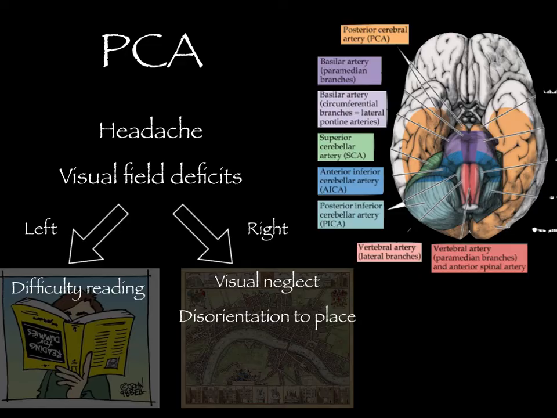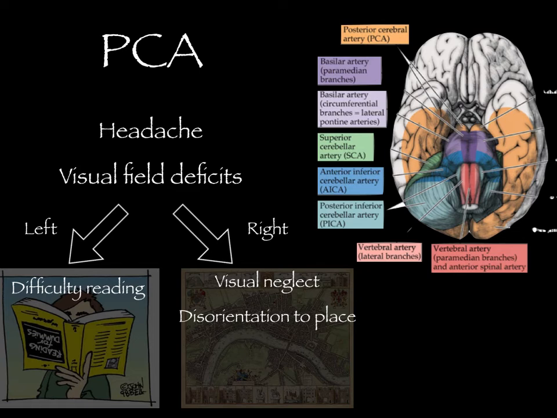PCA strokes, posterior cerebral artery strokes. This tends to result in headaches and visual field deficits. This is why we check for visual fields. If this damages the left, these patients have difficulty reading, and we talked about that with our case earlier. The classic finding here is alexia without agraphia. They can write, but they can't read.